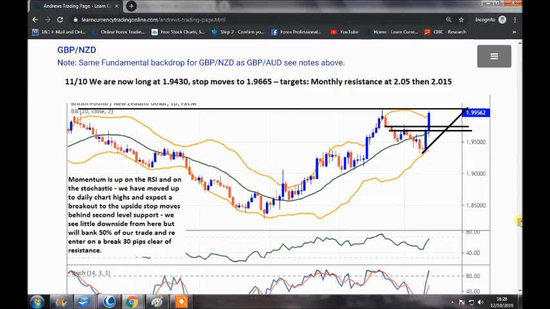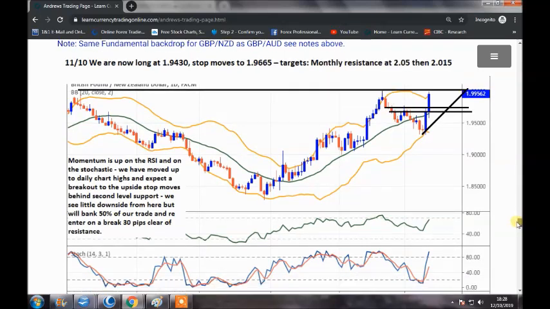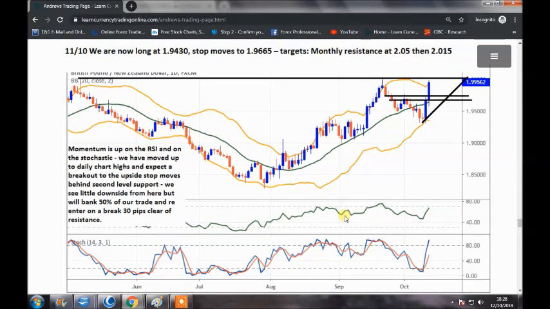It's GBP NZD, and yeah, both these currencies, AUD and NZD, they've got nothing going for them going forward in our view. Slowing global economy, they're exposed to global trade, they're slashing interest rates.